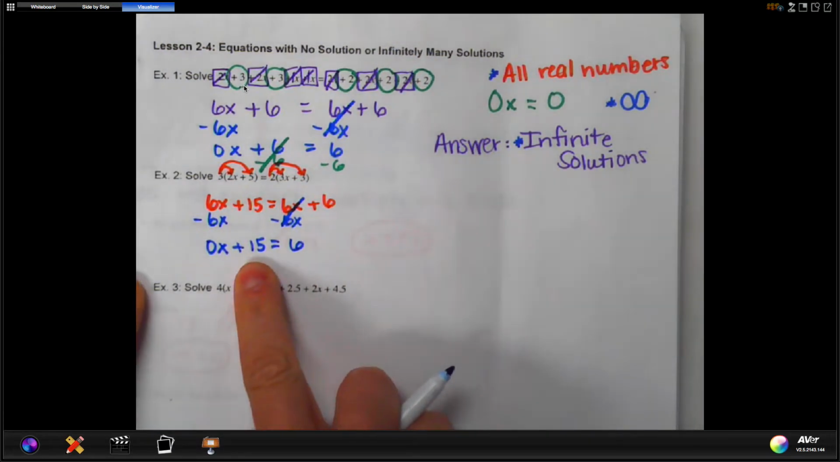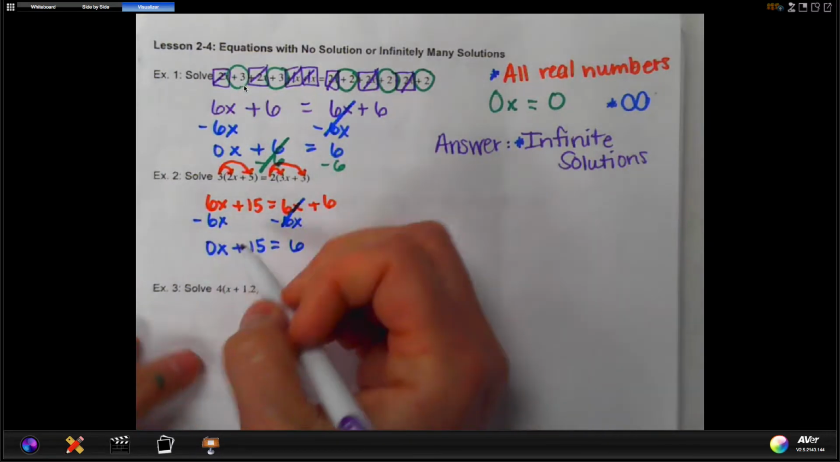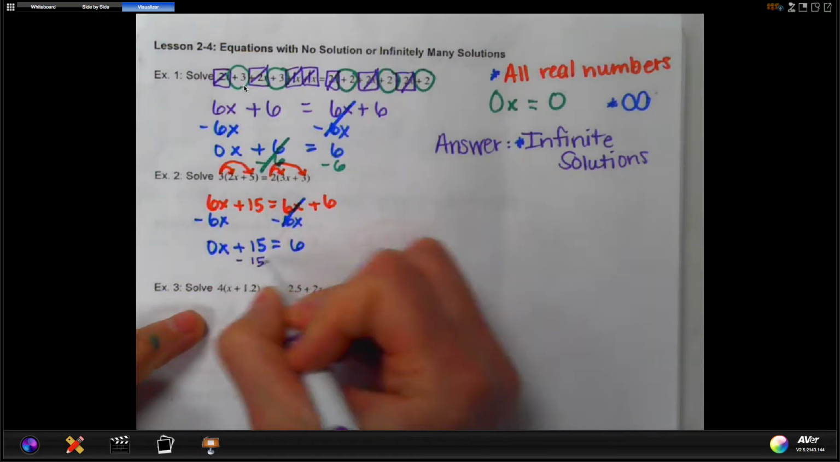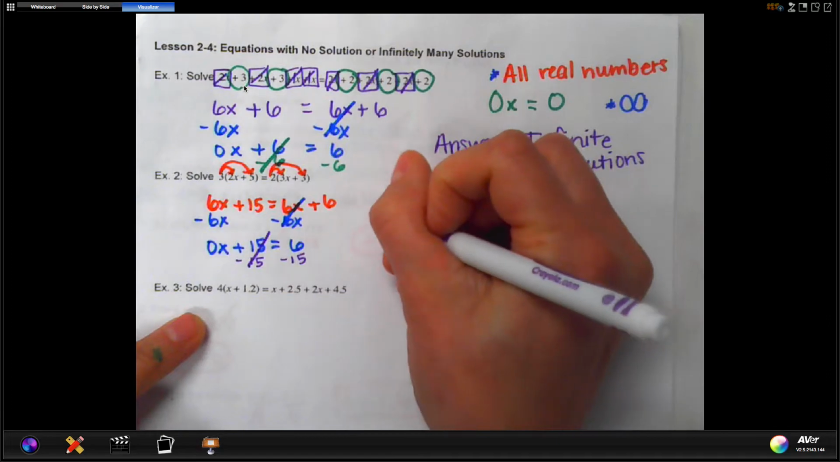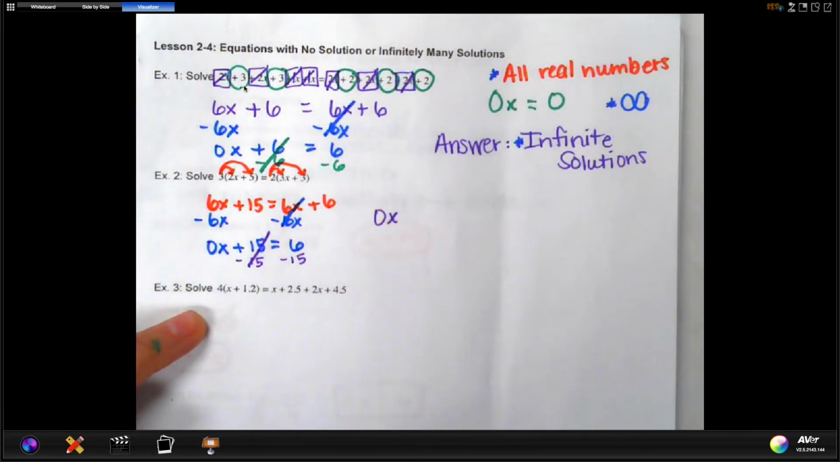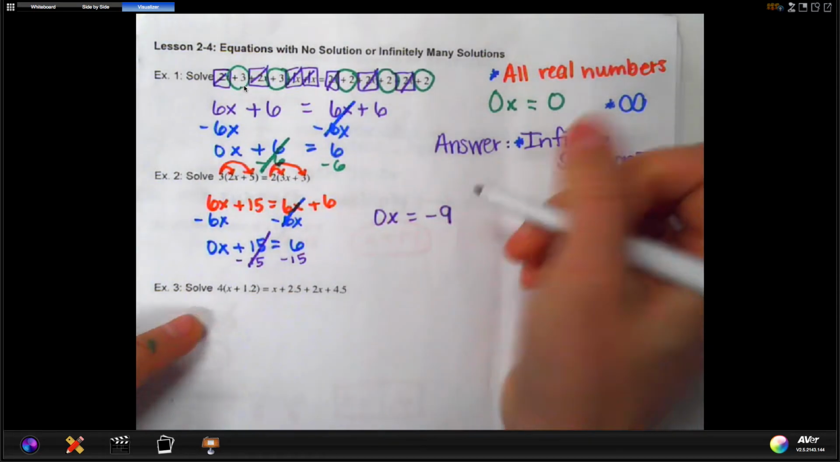We want to cancel out the 15. We want to get that out. So the opposite of plus 15 would be minus 15. All right, so we're subtracting 15 on both sides. That one cancels. So now I've got 0x, and 6 minus 15 is going to give me negative 9.